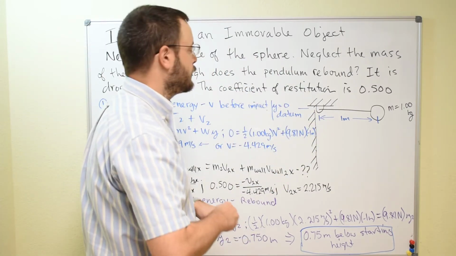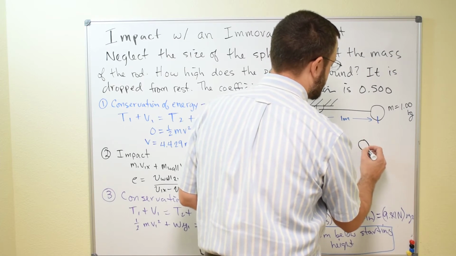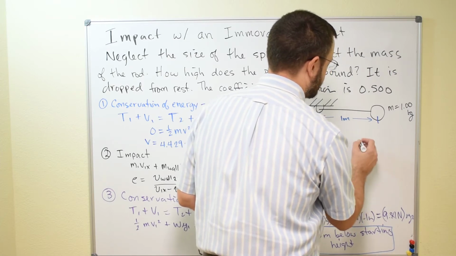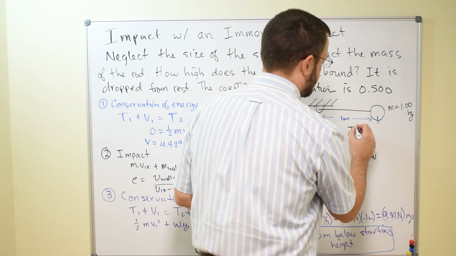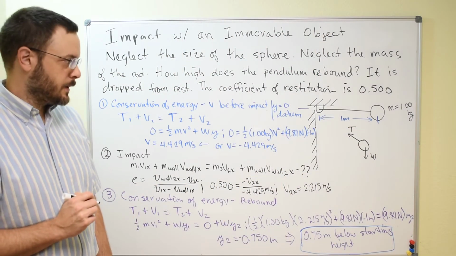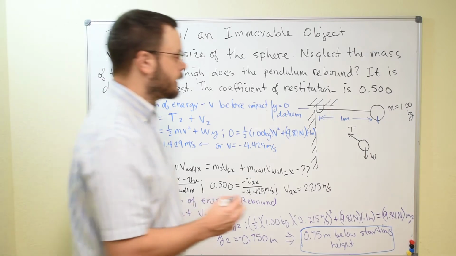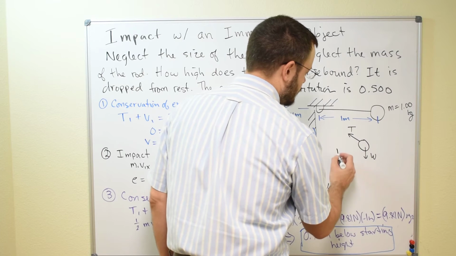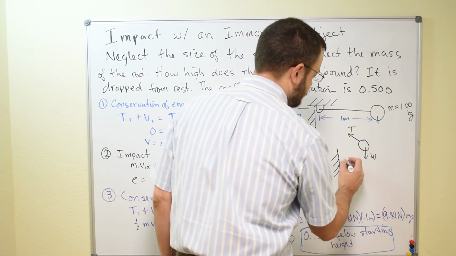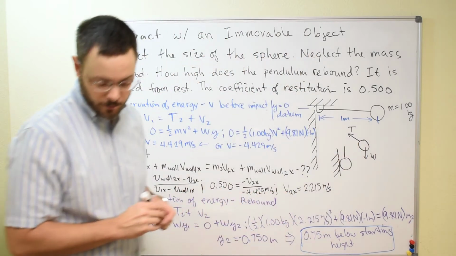Now we need to think about our free body diagram. So that would be our free body diagram for the mass as it's falling. And then we also need to think about our impact diagram. So right as it hits, we've got the wall, and we've got our particle like this.